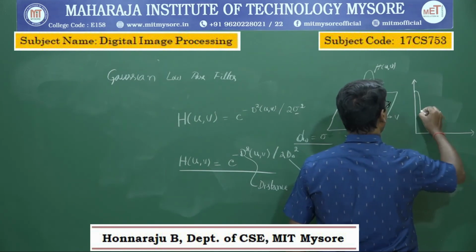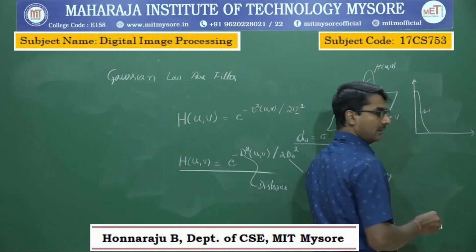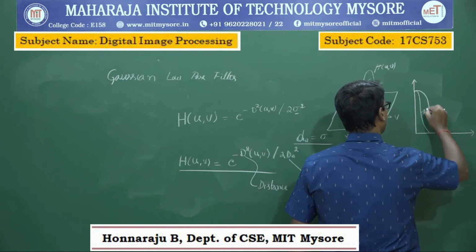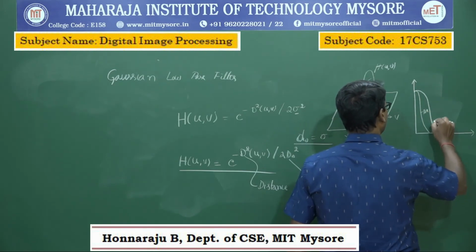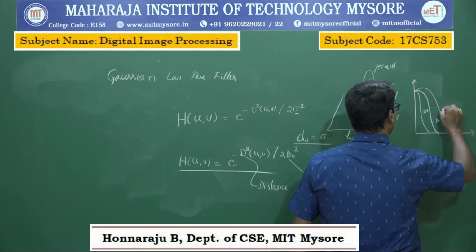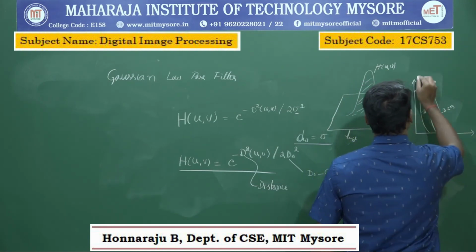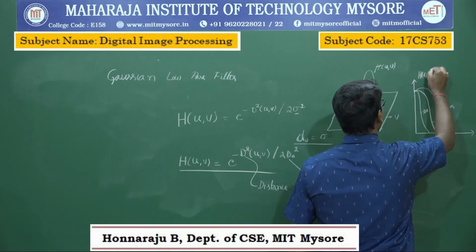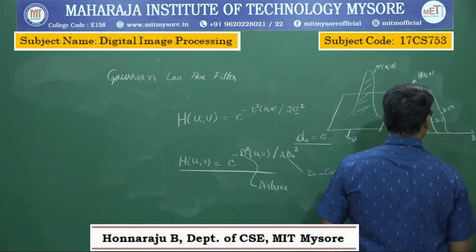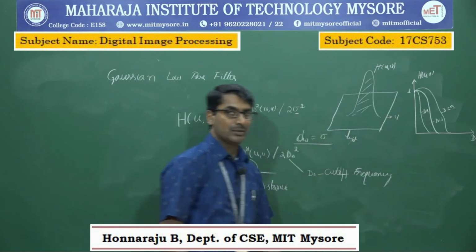So if D naught is equal to 1, this is D naught is equal to 3, then D naught is equal to 5. So this represents H of u comma v, this is 1, then D of u comma v. So here the output depends upon the D naught value.